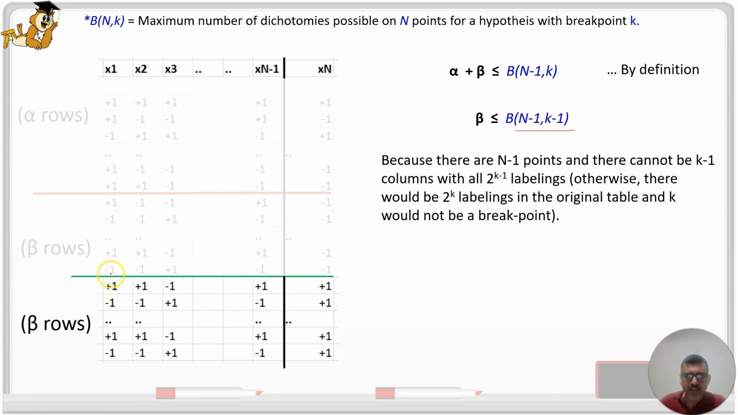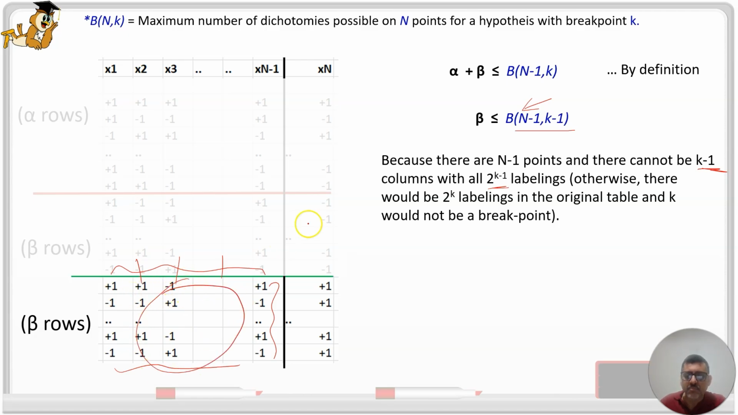We are concerned with the labelings of n minus 1 points. So clearly the first argument is n minus 1. And our claim is that in these dichotomies on n minus 1 points, there cannot be k minus 1 columns with all 2 to the k minus 1 labelings. So within these n minus 1 points, you cannot find k minus 1 points for whom all 2 to the k minus 1 labelings are available in these beta rows.